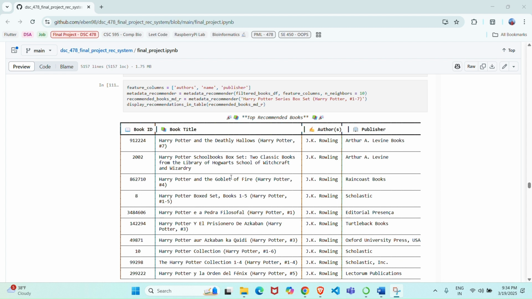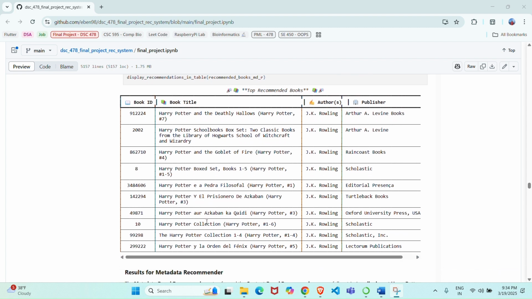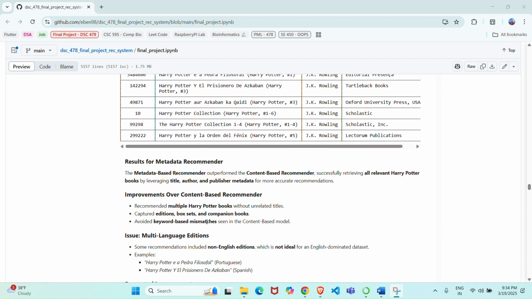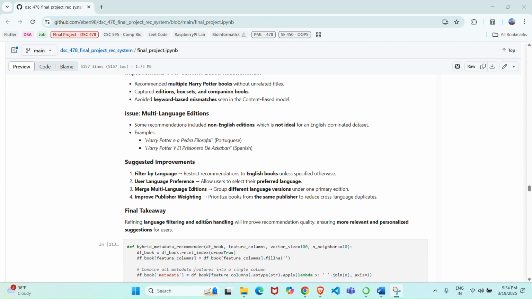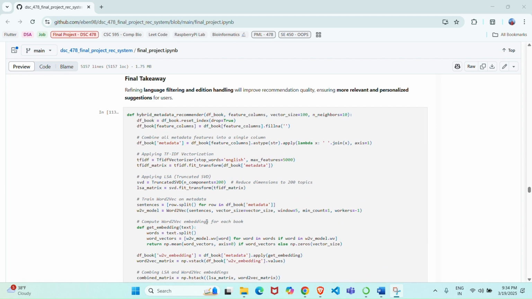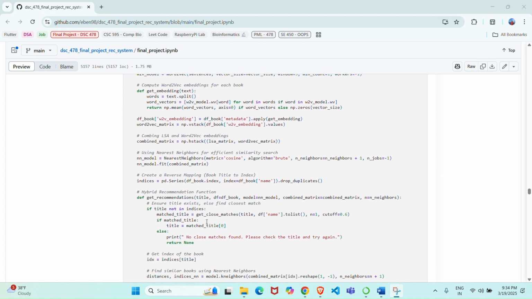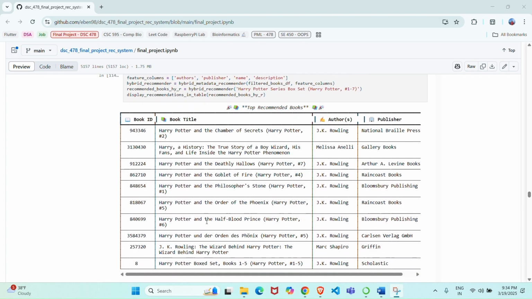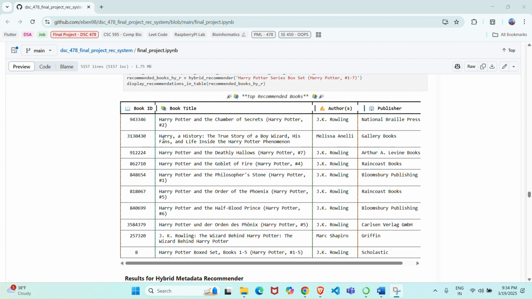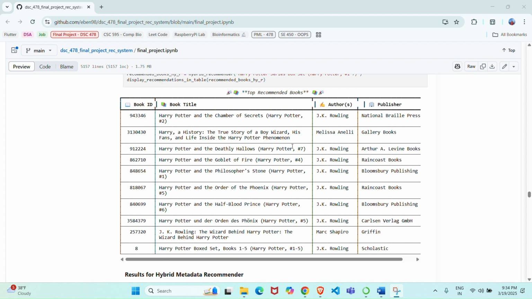And the next output we could see here is the metadata recommender system, which gives us similar recommendations to Harry Potter, but it also brings up different Harry Potter books in different languages too. And the results for the metadata recommender in detail are given below. And the third one, which is our best model, is the hybrid metadata recommender, which gives us Harry Potter books and also gives us a different Harry Potter book which is not written by J.K. Rowling, which is based on it.